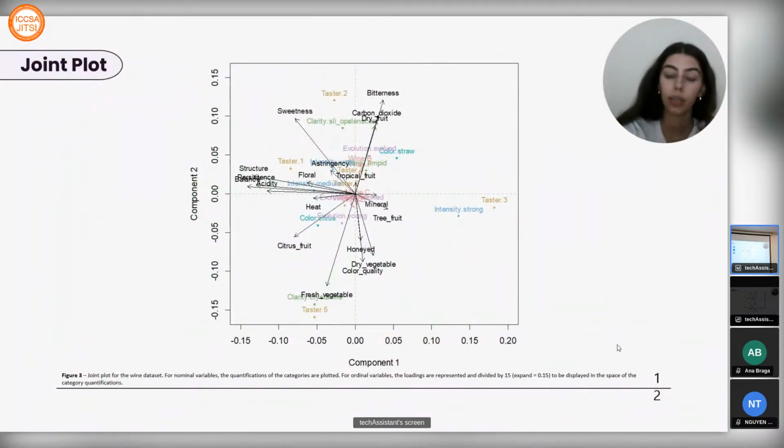Based on this interpretation, the first component can be defined as wine quality, as those variables contributing to this formation describe fresh characteristics with a persistent and balanced flavor, where the intensity of the color has a significant influence. The second component is moderately influenced by wines with olfactory characteristics of fruits, dry vegetables, and carbon dioxide, and a sweet taste, and strongly influenced by the aroma of fresh vegetables and the bitter taste. So this component can be defined as wine aroma.